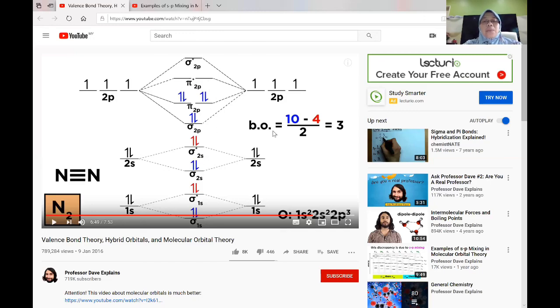So if you calculate the bond order, it is 10, 2, 4, 6, 8, 10, which is in the bonding orbitals, minus 4. So now we have 3. That should be the way of doing the electron configuration, and that's how we arrange electrons in the orbital diagram for molecular orbital theory.